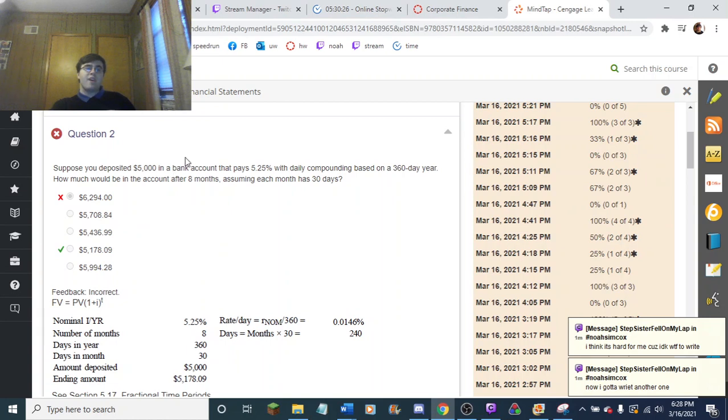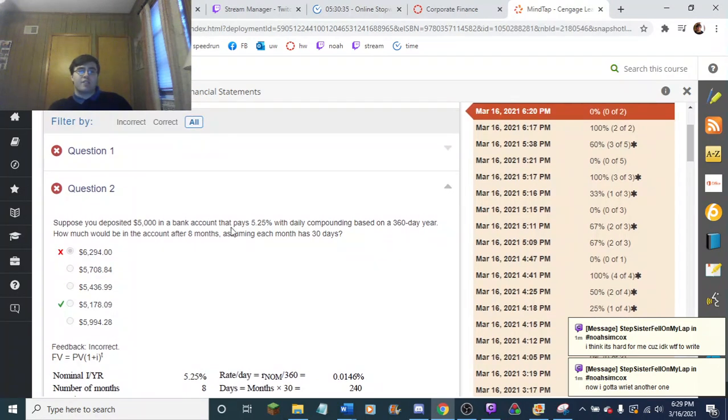Suppose you deposited $5,000 into a bank account that pays 5.25 with daily compounding. Yeah, but this is a compounding question. I thought this was all supposed to be about simple interest.